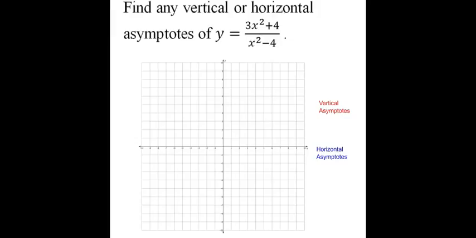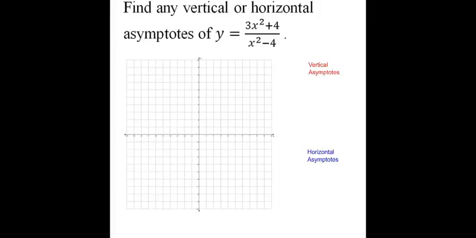Okay, I'd like you to put those two concepts together. Find any vertical or horizontal asymptote of the function described by this rational function. And then give me the vertical asymptote, if any, and horizontal asymptotes, if any. Well, the vertical asymptote is going to be what makes that denominator 0. So let's just set that expression equal to 0 and solve it.